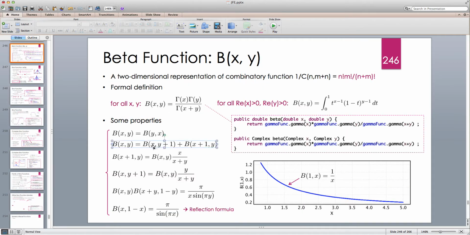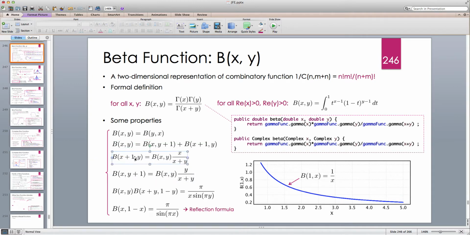So if you look at beta of x and y plus 1, it is gamma x, gamma y plus 1 over gamma of x plus y plus 1. So gamma y plus 1 is just y times gamma y. And gamma of x plus y plus 1 is x plus y times gamma of x plus y. You can prove this, but this identity actually comes from the next two ones.